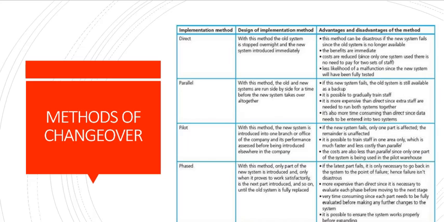Advantages and disadvantages. You can see that in case the system fails, only one part is affected since you've implemented it in only one branch or office. Then we have the phased implementation method.